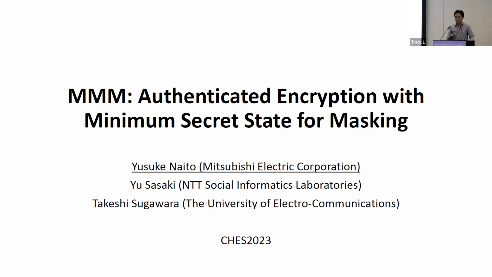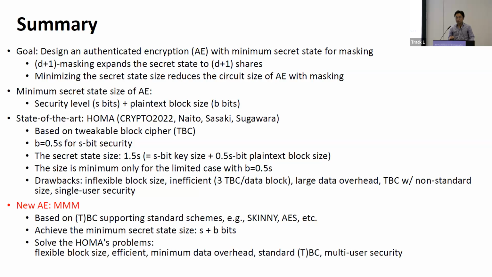Okay, my name is Yusuke Naito, and this is joint work with Yu Sasaki and Takeshi Sugawara. So this is a summary of my talk. The goal of our research is to design an authenticated encryption, or AE, with minimum secret state for masking. D+1 masking expands the secret state to D+1 shares. So minimizing the secret state size reduces the circuit size of AE with masking. The minimum secret state size of AE is security level S bits plus plaintext block size B bits.